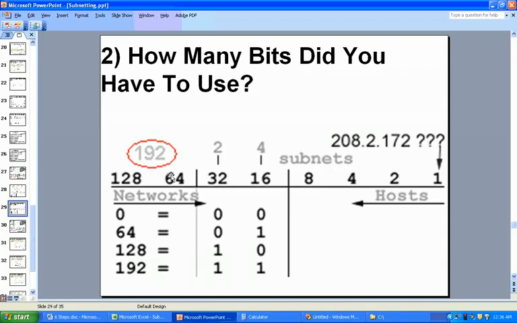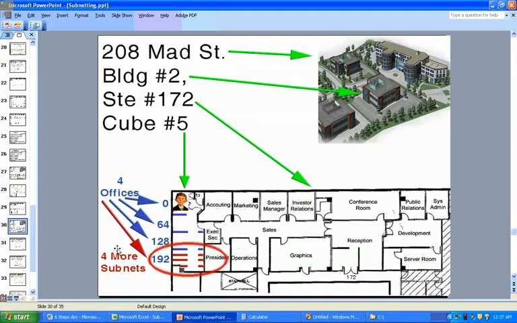So how many bits did we have to use? Starting with 192, this was what we were handed. We already had a /26. We're going to go 2, 4. We get 2 more bits. That's the same answer we had before, and we have our 4 subnets. Our mask started as 192, and then we're going to change and increase our mask, and that's the next question here. So 4 more subnets down here.